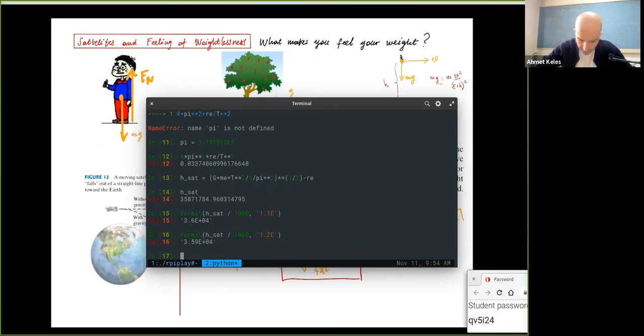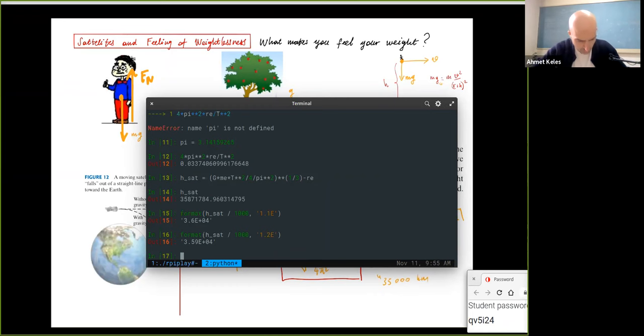So this is basically 3.59 times 10 to the 4 kilometers. It's actually around 35,000 kilometers, okay?